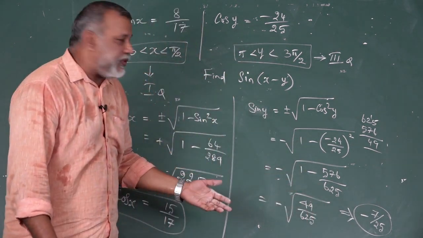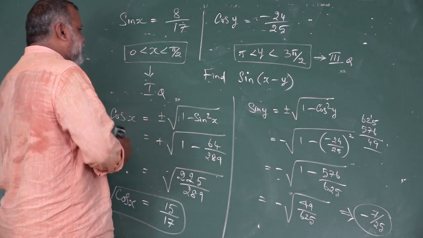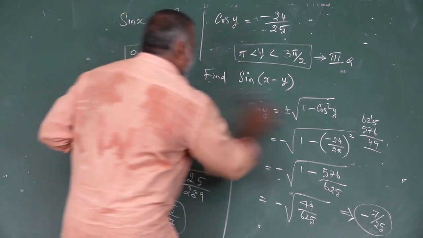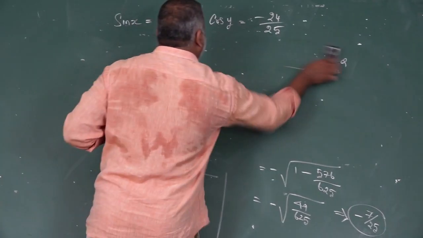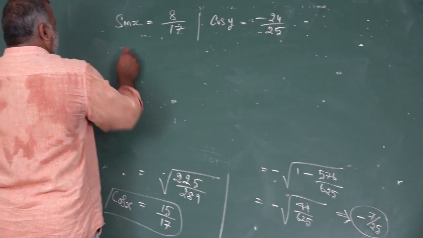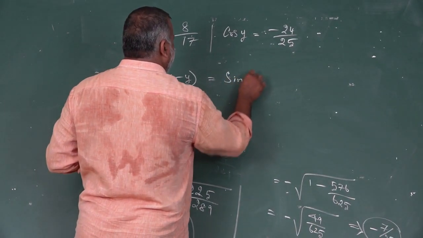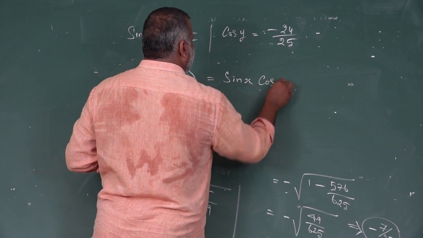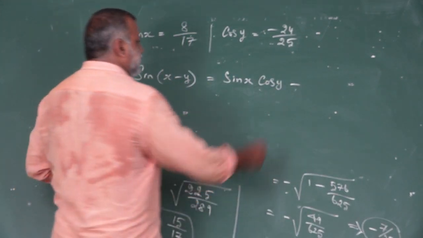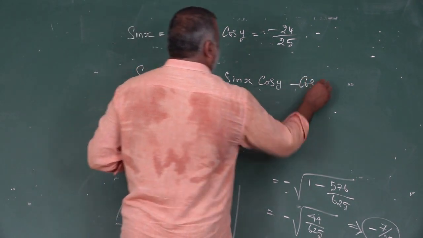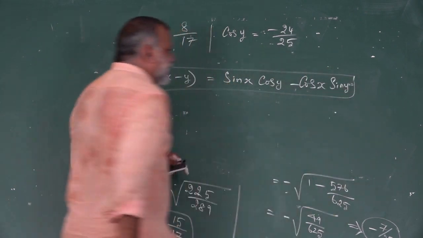Then what is the formula to find sin of x minus y? We need to find sin of x minus y. Just write down the formula. Sin of x minus y equals sin x cos y... that is sin of a minus b: sin a cos b minus cos a sin b. So just expand the formula.